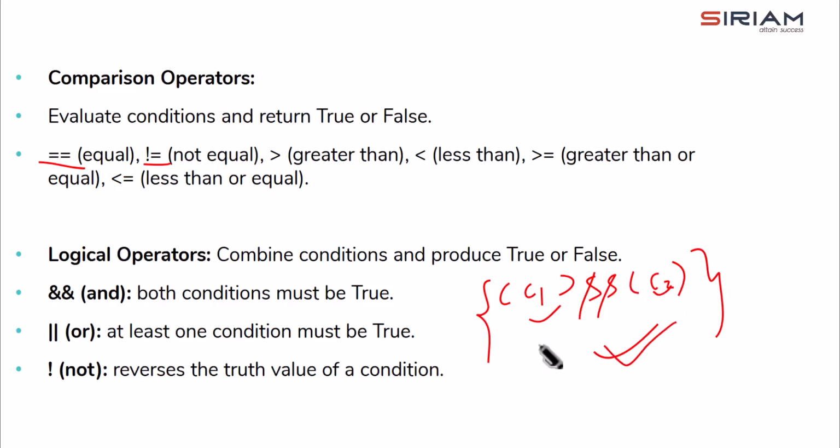And the same goes with the OR gate. What happens in the OR gate? If any one of the conditions is true, the whole equation will be treated as true. And to reverse the value from true to false, or false to true, we use the NOT gate. So easy.